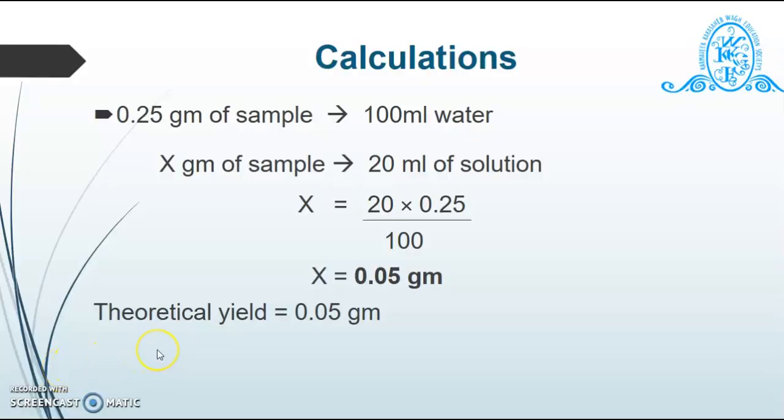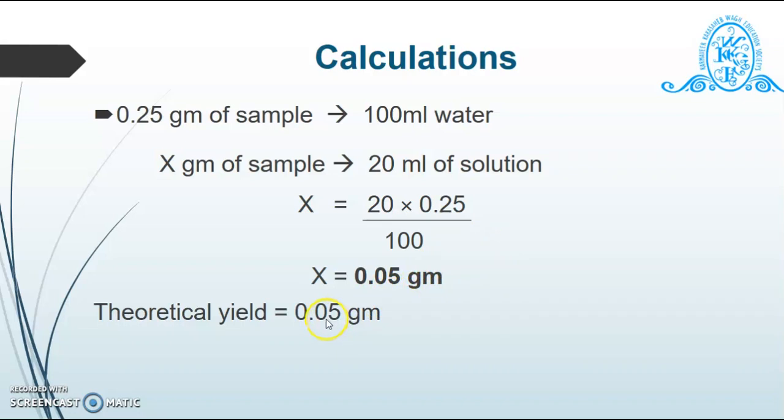So students, let us see the calculation part. In part 1 we prepared the stock solution of our drug sample. For that we use 0.25 gram of sample, that is isoniazide, dissolved in 100 ml of water. From this resulting solution we took 20 ml. Now we calculate how much quantity is present in 20 ml of solution. Using the formula, 20 into 0.25 divided by 100, we obtain the theoretical yield, that is 0.05 gram. This is the part 1 calculation.